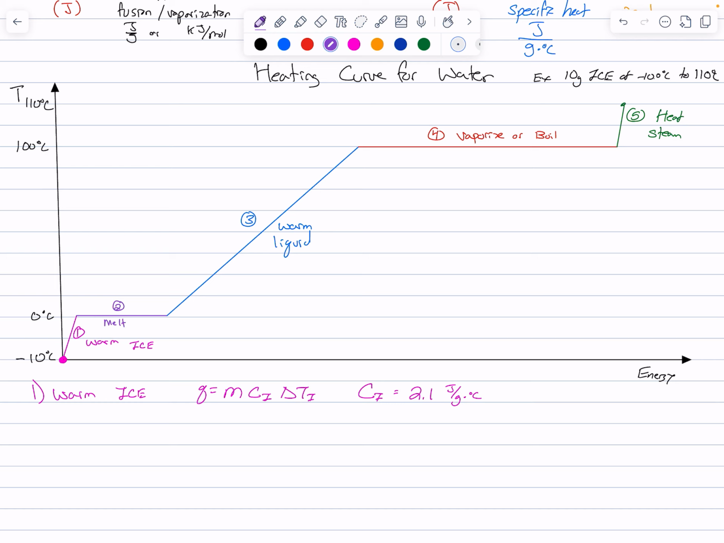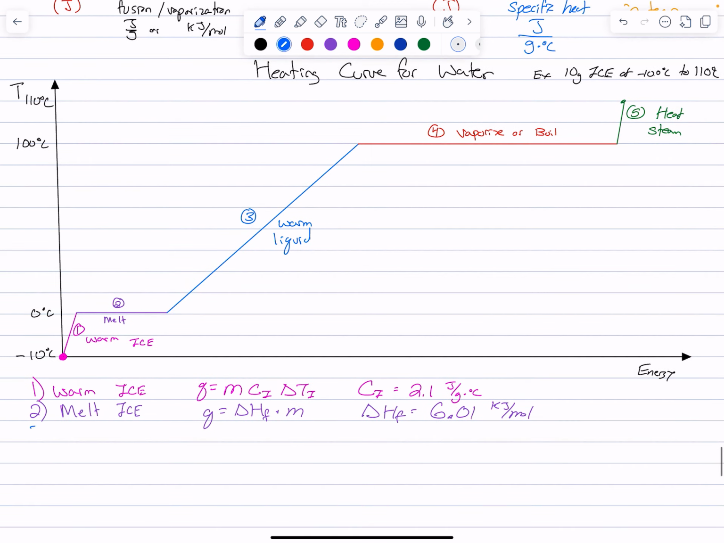Step 2, melt the ice. Q equals delta HF times the mass. Delta HF for this reference is 6.01 kilojoules per mole. Step 3, warm the water. That's now liquid. Q equals mass, specific heat of water, delta T of the water. Right? And of course, C is 4.184 joules per gram degrees Celsius.